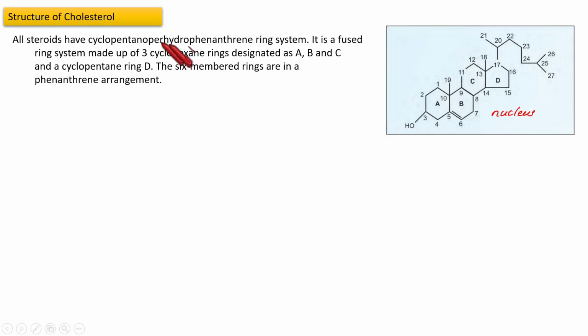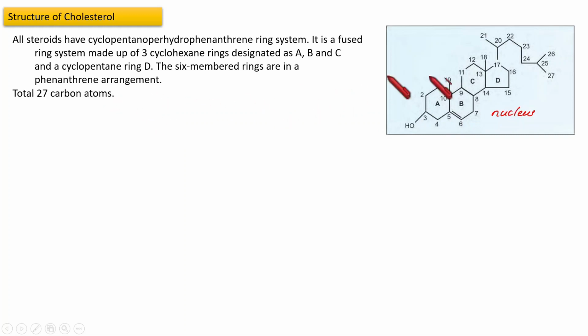Let's have a look at its components in a GIF. It is a fused ring system of 3 cyclohexane rings and 1 cyclopentane. These 3 rings are designated as A, B, and C, and the cyclopentane as D. And this special pattern of attachment of the 3 cyclohexane rings has a name: the phenanthrene arrangement.